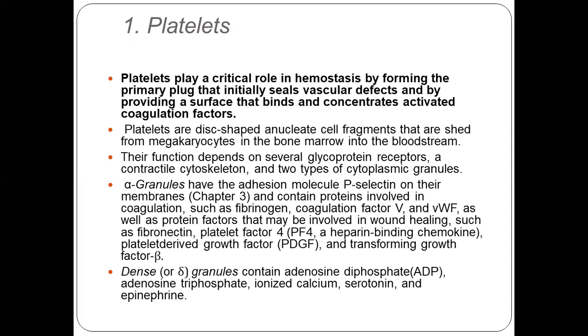So platelets have two types of granules: alpha granules and delta granules. Alpha granules contain all these proteins involved in coagulation like fibrinogen, coagulation factor 5, von Willebrand factor, and wound healing protein factors like fibronectin, platelet factor 4, platelet-derived growth factor, transforming growth factor beta, etc. And dense granules contain adenosine diphosphate, ADP. D for ADP, D is present in dense granule. ATP, ionized calcium, serotonin, and epinephrine. These neurotransmitters are also present in platelets.